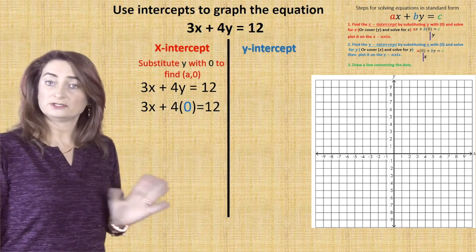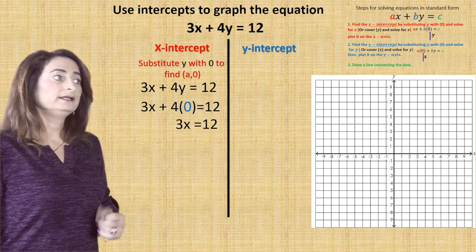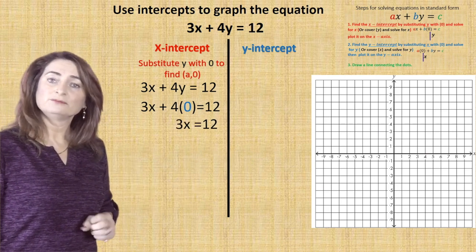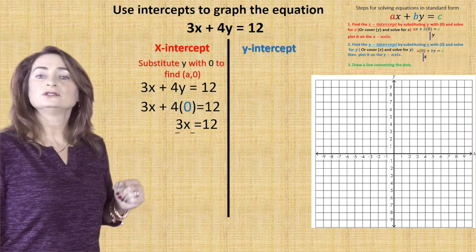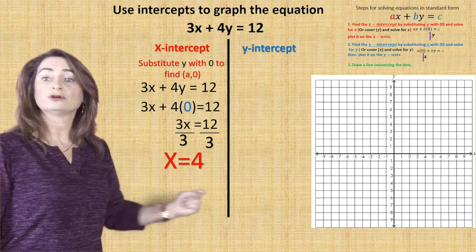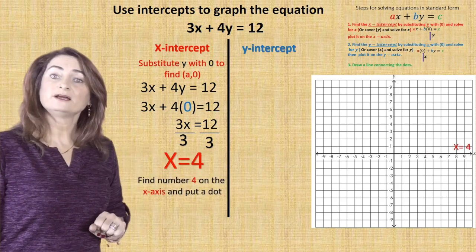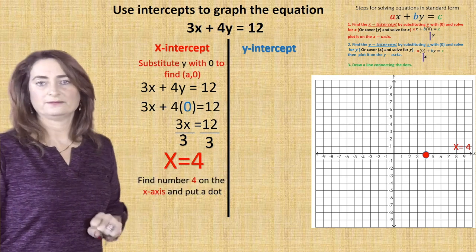Any number times 0 is 0. You end up with 3x equals 12. Now I need to isolate x by getting rid of the 3, so divide both sides by 3. You end up with x equal 4. Go on the x-axis, x equal 4. Find number 4 and put a dot there.